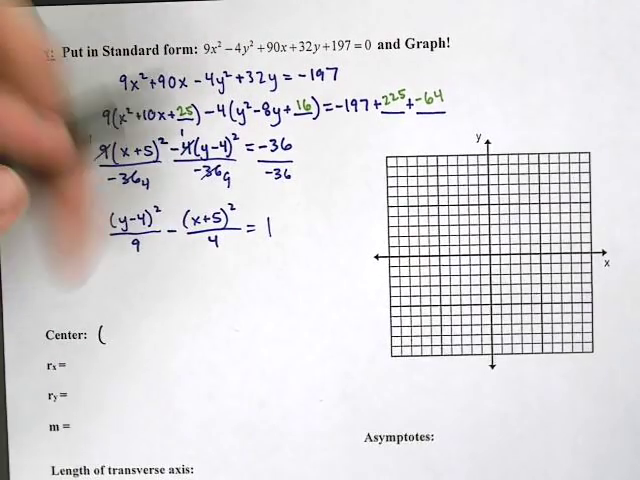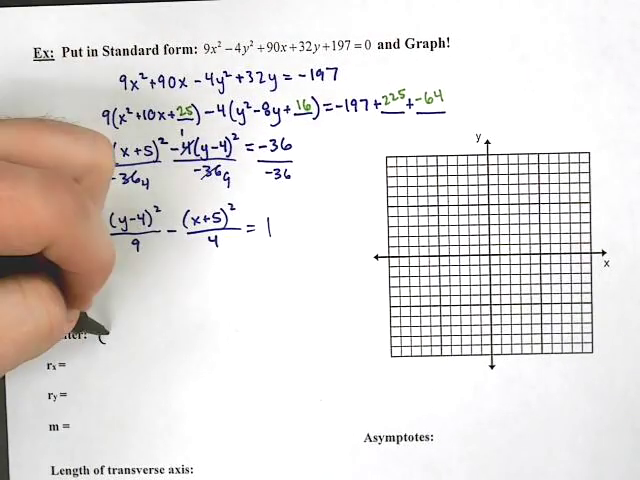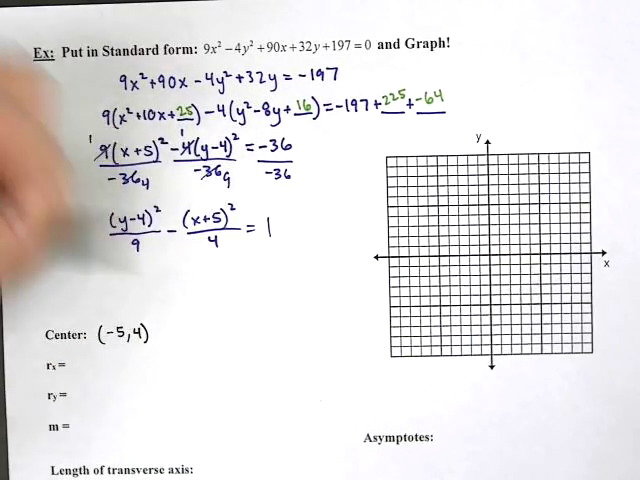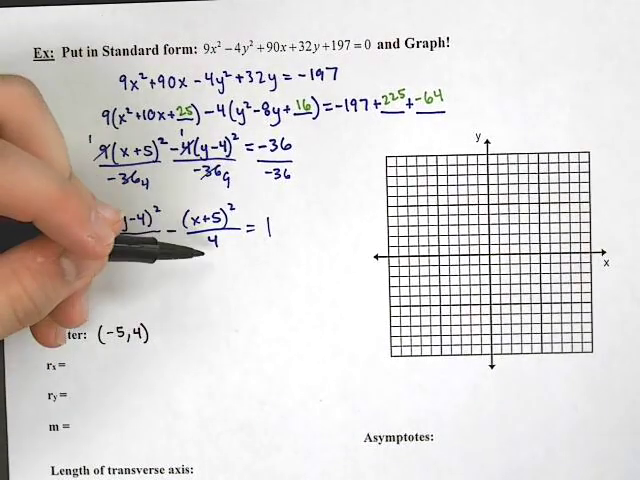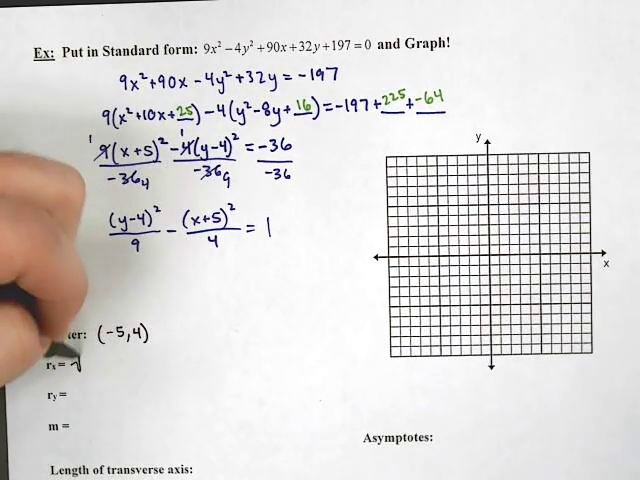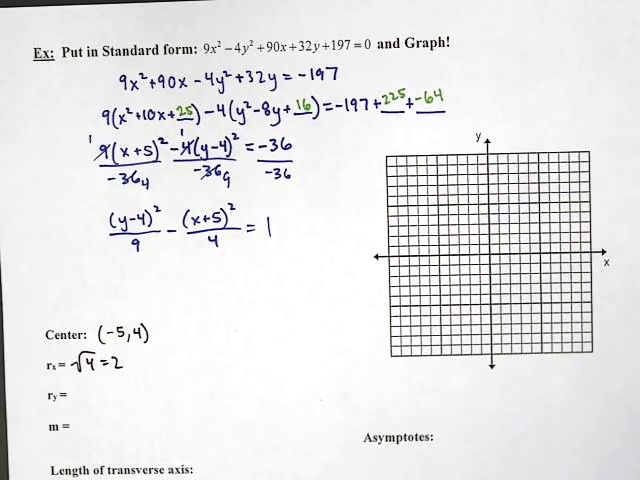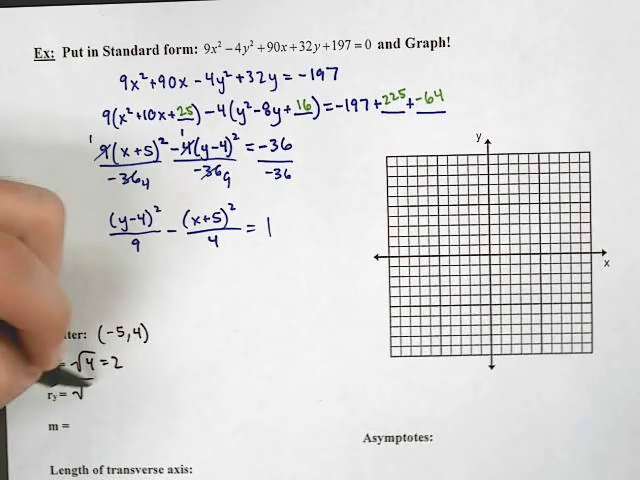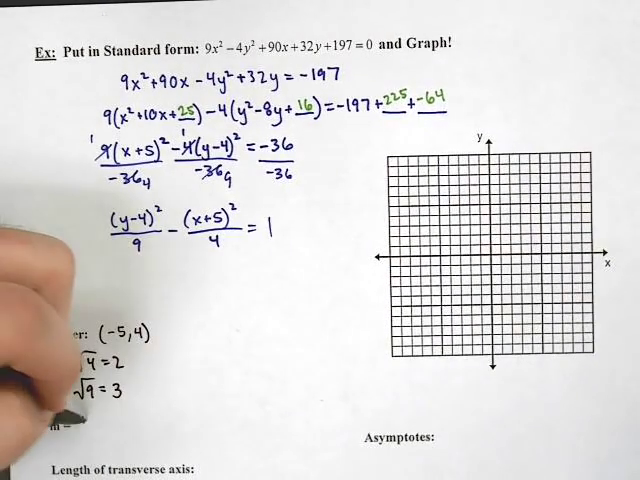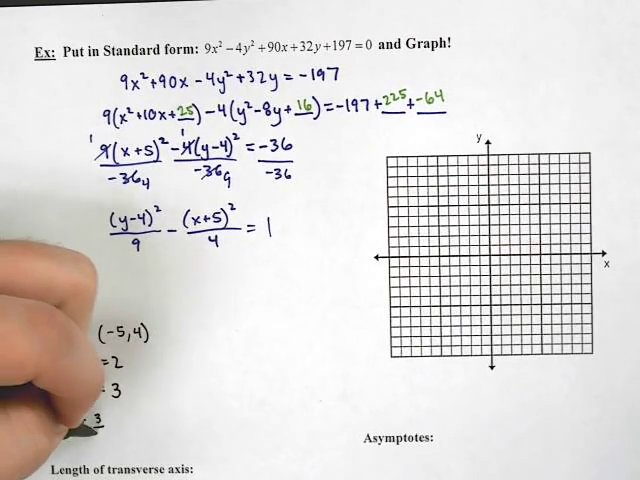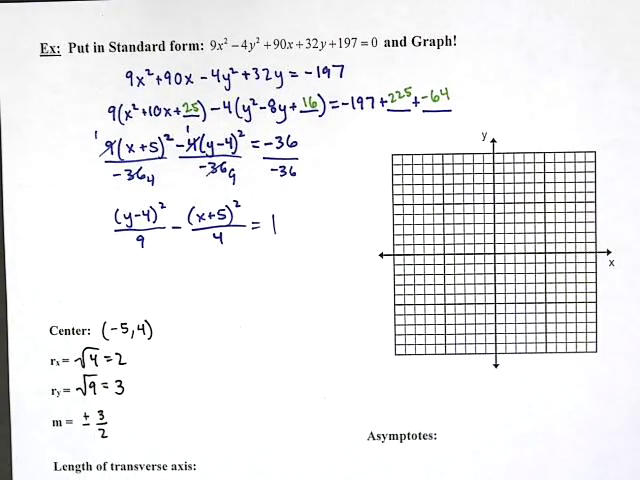We know our center is going to be at negative 5 fourths, 4. That's still the same, right? H comma k. R sub x is still with the x term, so square root of 4 is 2. R sub y is square root of 9, or 3. Slope, y over x, 3 halves. I think we're about ready to graph this now.